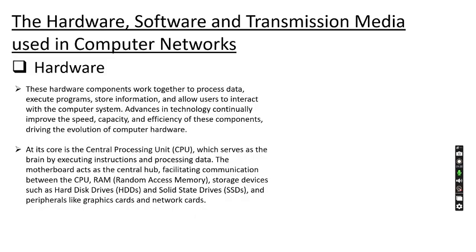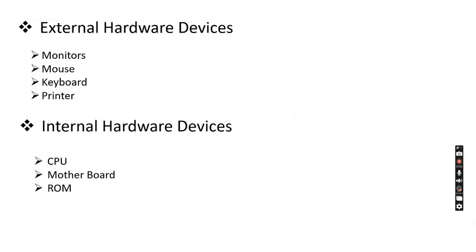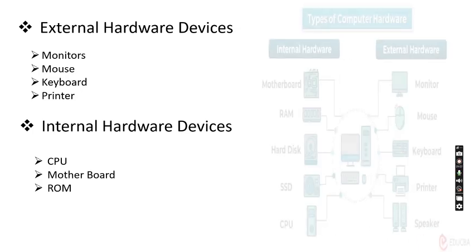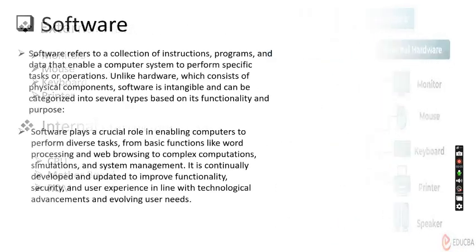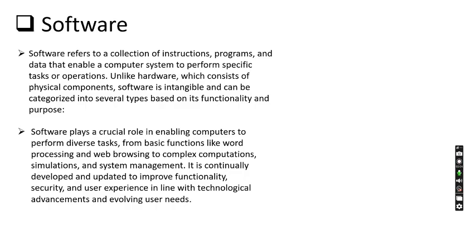The hardware, software, and transmission media used in computer networks. Hardware. These hardware components work together to process data, execute programs, store information, and allow users to interact with the computer system. External hardware devices: monitors, mouse, keyboards, printers, and internal hardware devices: CPU, motherboard, ROM. These are examples for this. Software. Software refers to a collection of instructions, programs, and data that enable a computer system to perform specific tasks or operations.